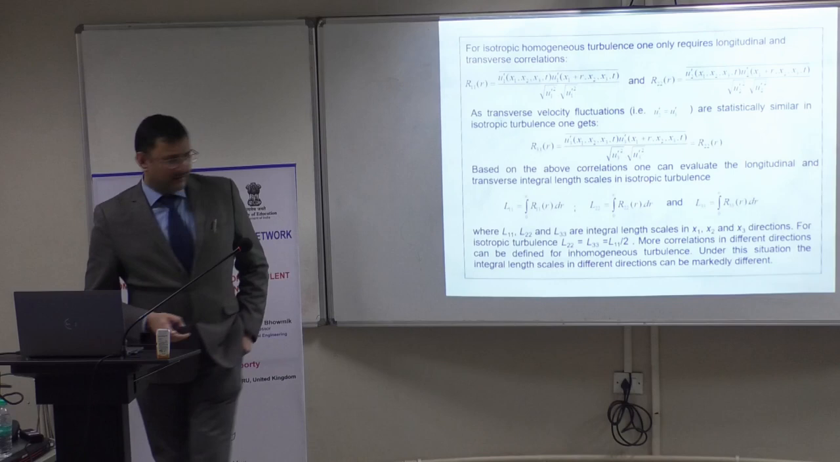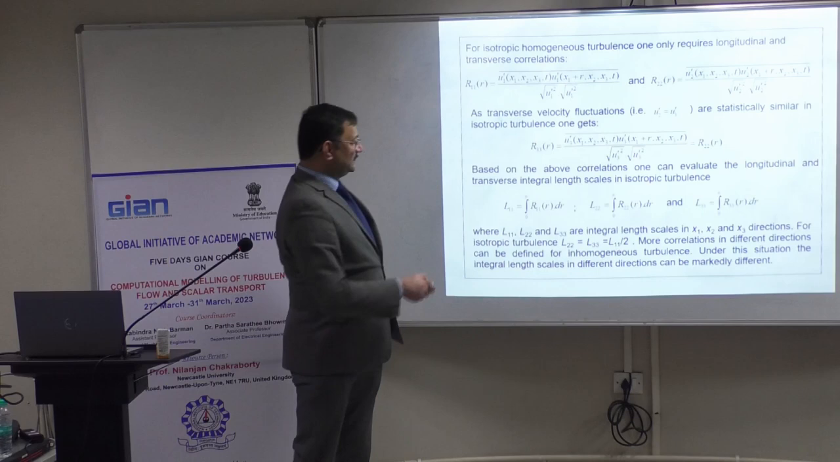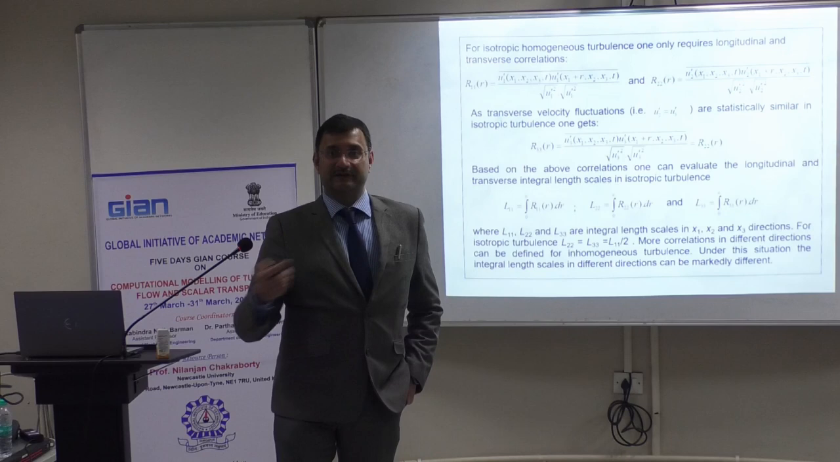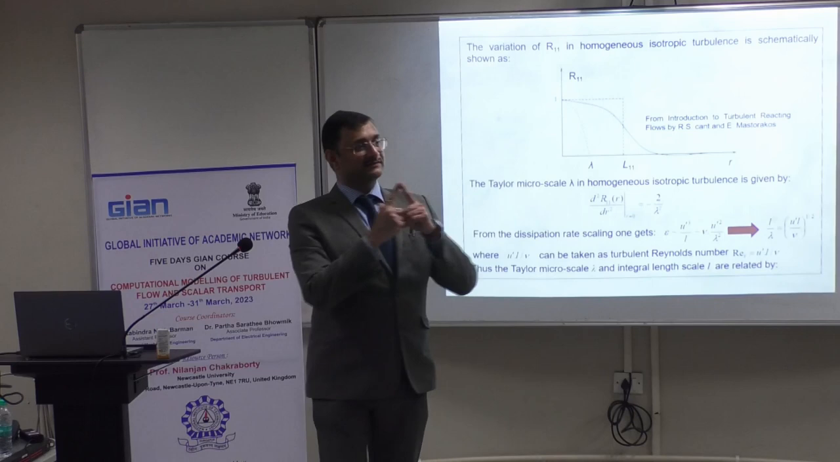For homogeneous isotropic turbulence, L22 and L33 are half of L11. But that is just for information. This is the important concept: that's how you obtain the integral length scale based on the correlation function. How it looks: if this is the correlation function, when the spatial separation is zero, velocity signals are perfectly correlated. Correlation coefficient is 1.